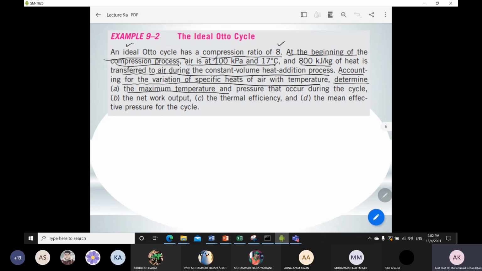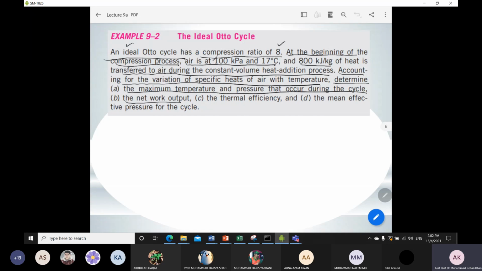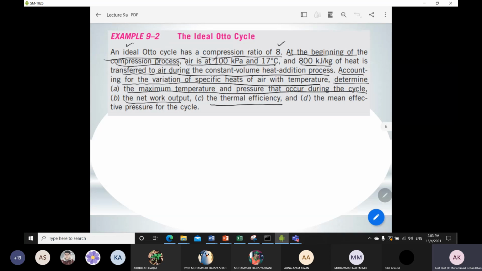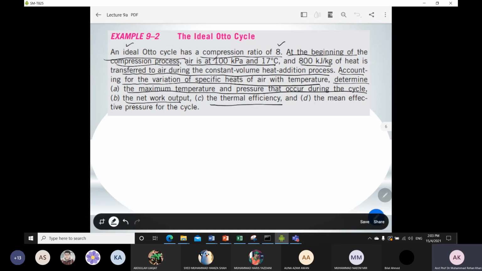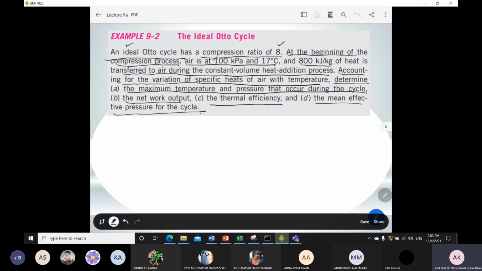Determine the maximum temperature and pressure that occur during the cycle. So if you go to your TS diagram, you will find out your maximum temperature and pressure is at point number 3 on your TS diagram, which is the highest temperature and pressure. So you have to find T3 and P3 in this question. The network output, you can find, which is Qin minus Qout. The thermal efficiency you have to find out, and the mean effective pressure of the cycle also you have to find out by using this data.